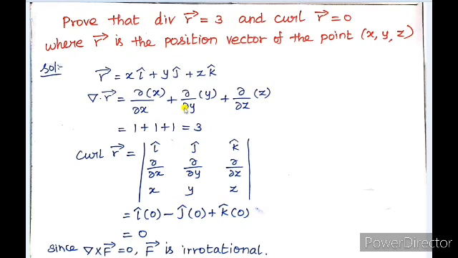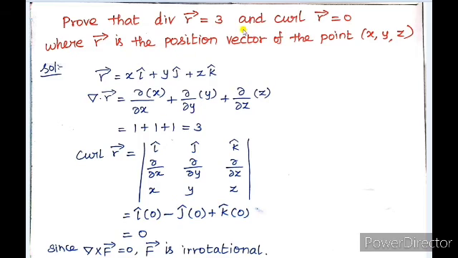Partially differentiate with respect to x, y, z. Differentiating x with respect to x gives 1. Likewise here also the differentiation value is 1, and here also, partially differentiating with respect to z, the value is 1. So totally 1 plus 1 plus 1 is equal to 3. Hence proved: divergence of R vector, that is del dot R vector, is equal to 3.